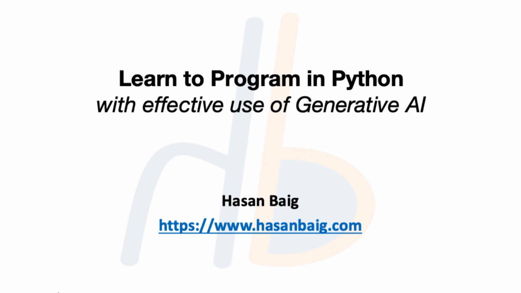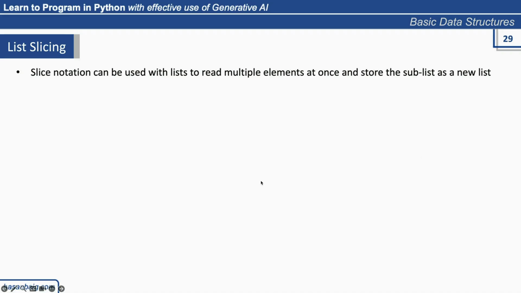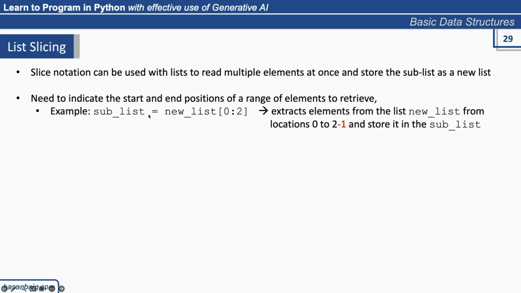All right, so let's talk about list slicing, which I was talking about earlier today. So we can read multiple elements at once. We have seen an example of deleting multiple elements, but we can also read them. We can actually also replace them, whatever we want. So again, assuming that new_list is some list containing, let's say, 100 elements, and I'm just interested in grabbing the first two elements, starting from 0 and 1.